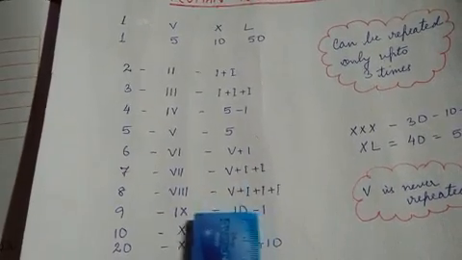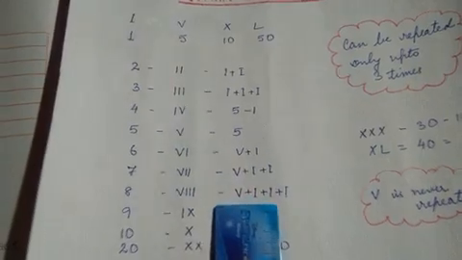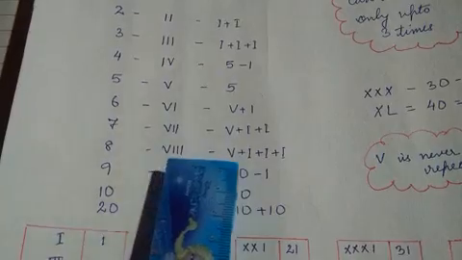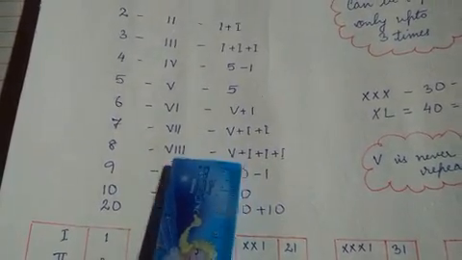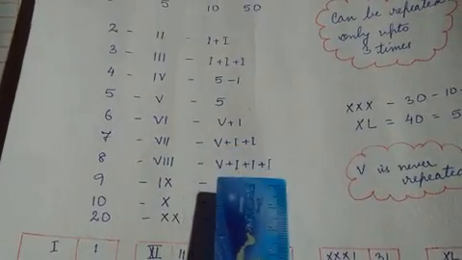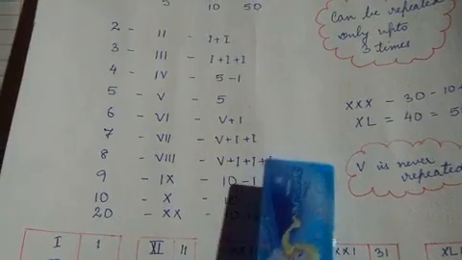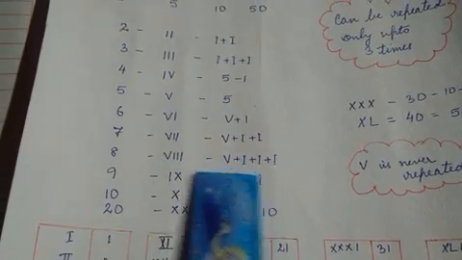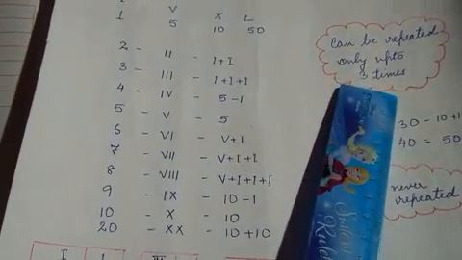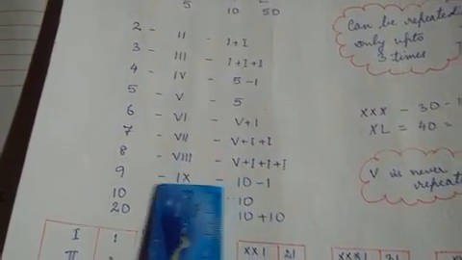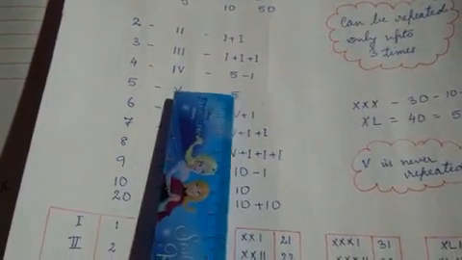Now 8. How do we write 8? For 8, we are writing V and then writing 3 times the same sign. We are adding 5 plus 1 plus 1 plus 1, that becomes 8. As we have seen, we cannot repeat it more than 3 times. So 9 we cannot write as 4 times 1. For 9 we just follow the same system as we have followed for 4.